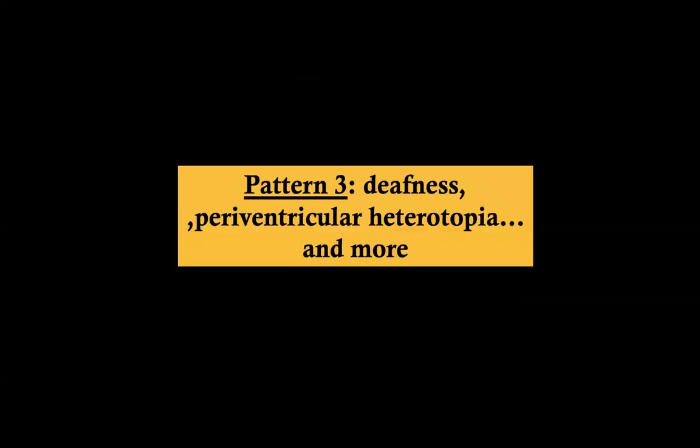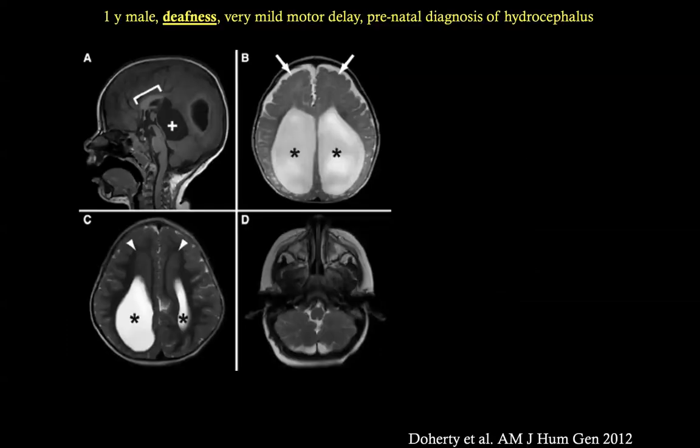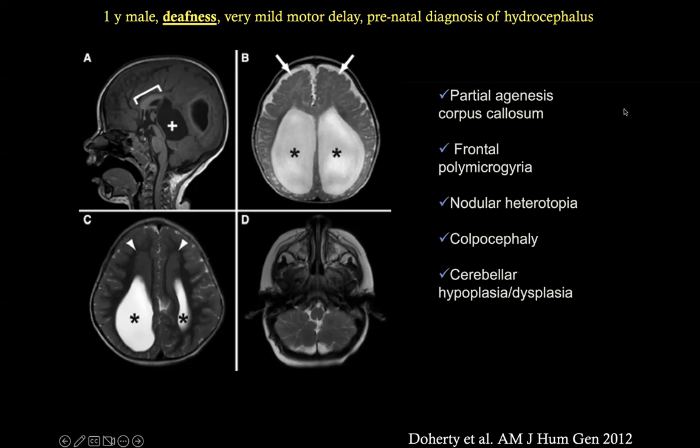Pattern 3, this child is deaf. That's a very important clue. Has periventricular heterotopia, but much more. Look at this, this is from literature. The corpus callosum is abnormal. There is a supravermian cyst, bilateral periventricular heterotopia, and polymicrogyria. You can see also here colpocephaly due to the abnormal corpus callosum and inferior cerebellar dysplasia. So partial agenesis of the corpus callosum, frontal polymicrogyria, nodular heterotopia, colpocephaly, cerebellar hypoplasia, dysplasia.